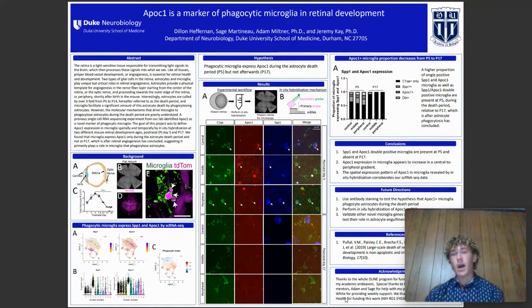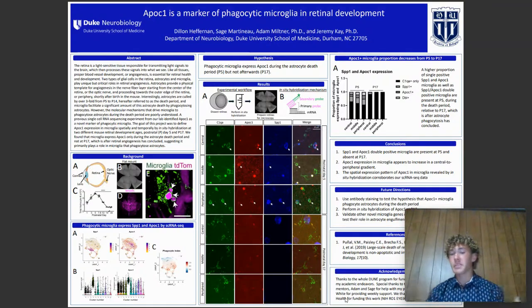So for P5, we can see overlap between ApoC1 and SPP1 in the central, middle, and peripheral regions. And in P17, we see absolutely no overlap, and even more, we see no ApoC1 or SPP1 gene expression. This helps lead us to our conclusions that there are more double positive SPP1 and ApoC1 gene expression in P5, and there are no double positives in P17. Our second conclusion is that ApoC1 expression in microglia appears to increase in a central to peripheral gradient, meaning that as we work towards the periphery of the retina, there is more ApoC1 gene expression.